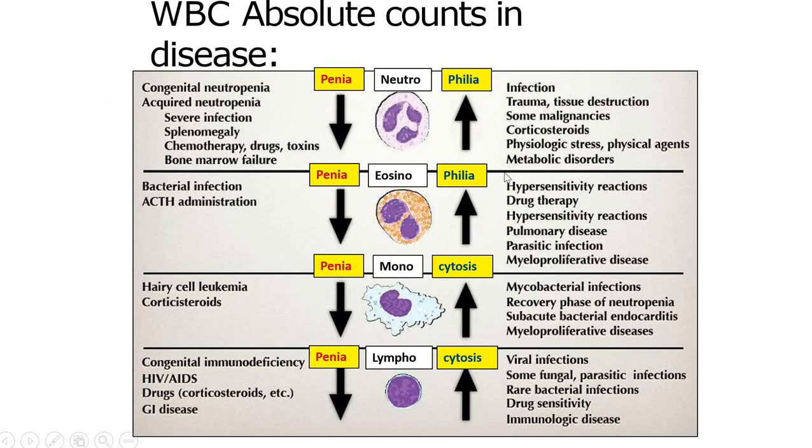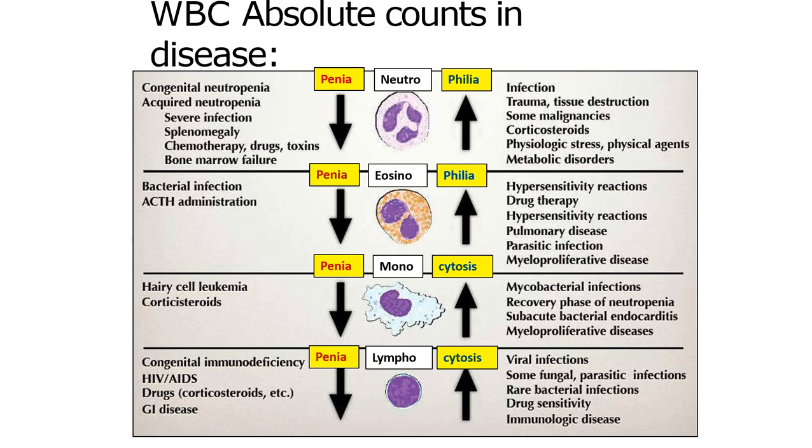Now this slide is extremely important. This tabular column is given in most standard textbooks, and this is something which you have to remember. So make your own chart, write it down in your notebook or whatever. For each case, I've already told you, when the suffix penia comes, it means the count is decreased. When the suffix philia comes, it means the count is increased.